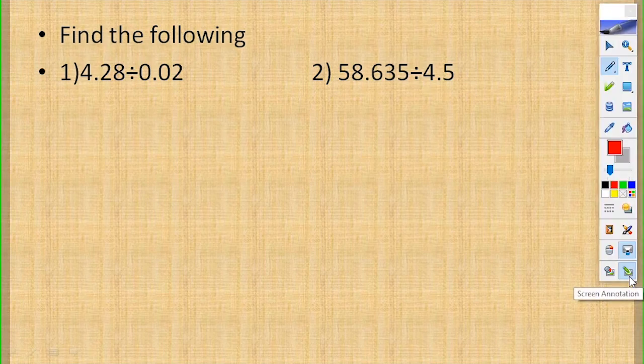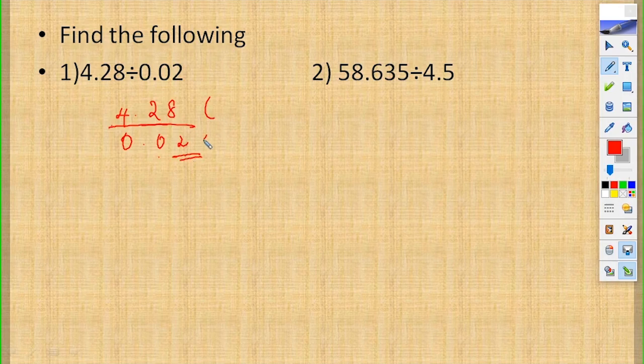Now the division part, 4.28 divided by 0.02. I told you that we need to take out the decimal from the denominator. We will make the denominator a whole number. So how many decimal places here? 2 decimal places. So I will multiply by 100 to take out this decimal and make it a whole number. Similarly, in the numerator also I will multiply by the same number. You can't multiply with a different number. You will multiply both numerator and denominator by the same number.